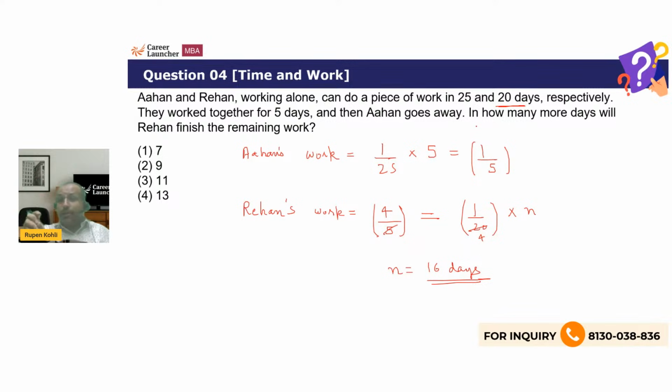These 16 days also include those 5 days in which he was already working with Ahan. After those 5 days are gone, since it is 16 total days, 16 minus 5, which is 11 more days, he will need to work. So the moral is: read the question very carefully. Okay.